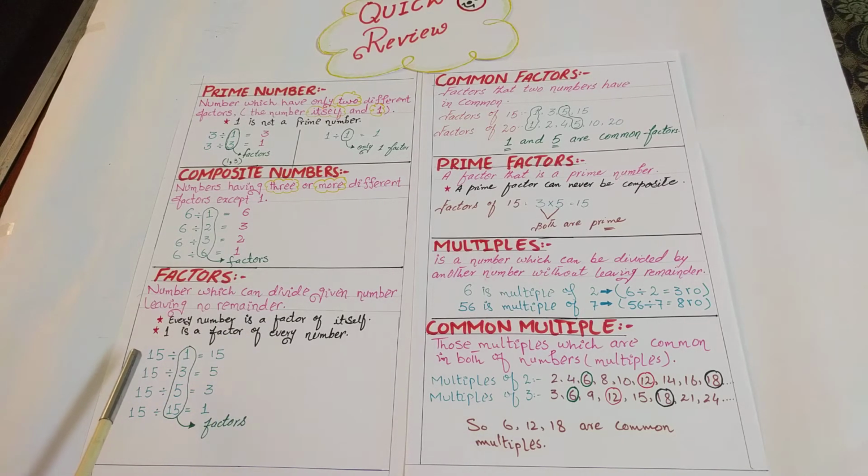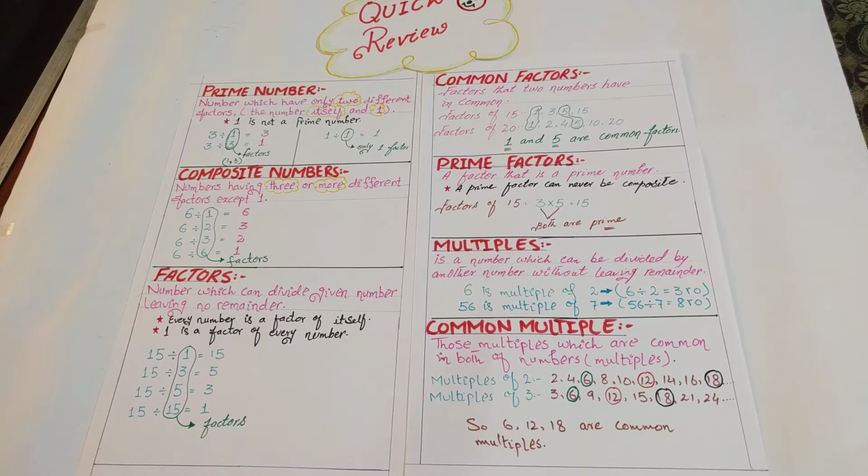Let's take an example. The number is 15. 15 divided by 1: yes, 1 is completely dividing 15. 3 fives are 15, completely divisible. 5 threes are 15, completely divisible. 15 ones are 15, completely divisible. So 1, 3, 5 and 15 are called the factors of 15, because all these numbers divide the given number completely without leaving any remainder. Clear? Come to the next one.